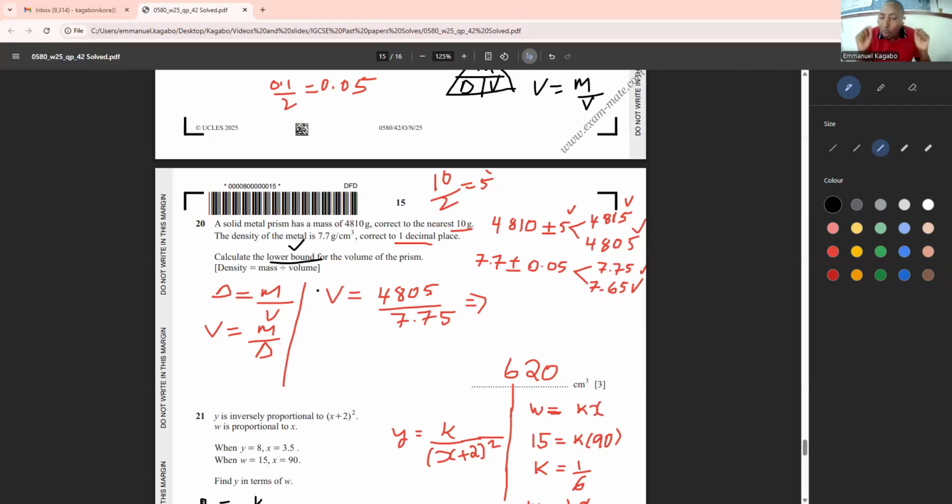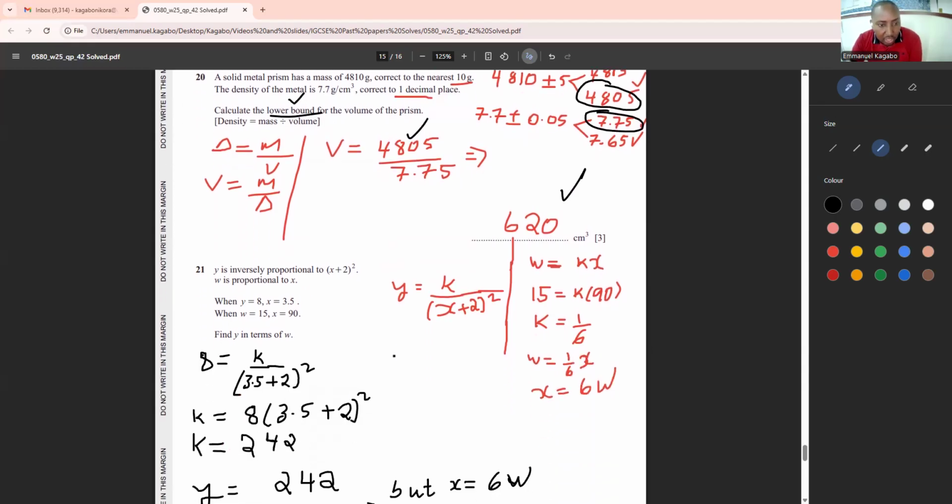They said I'm finding the lower bound and I'm dividing. So if you are dividing and you're finding the lower bound, your numerator should be the lower bound, but your denominator should be the upper bound. That's why you check here. I picked the lower bound, but for this one, I picked the upper bound because I'm looking for the lower bound volume. Okay, I hope you have understood. Let me repeat one more time. If you are looking for the lower bound and you are dividing, your numerator should be the lower bound, but your denominator should be the upper bound. When you put that in your calculator, that's going to be your final answer.